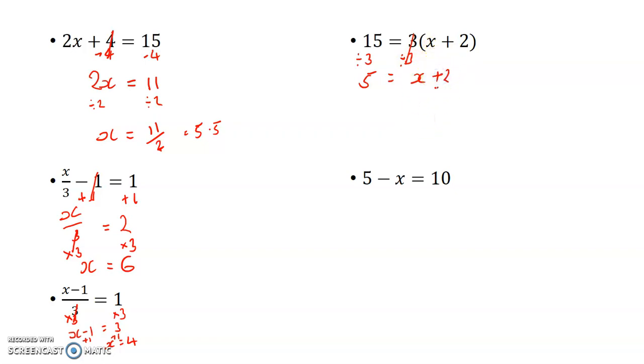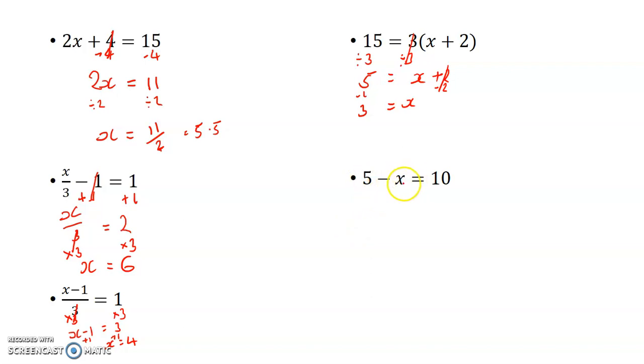Get rid of a plus 2. Opposite of plus 2 is take 2. Take 2. 5 take 2 is 3. And you've got just the x left. Again, you can go back and double check. Put 3 in here. 3 plus 2 is 5. Times by 3 is 15. You know you've got it correct.